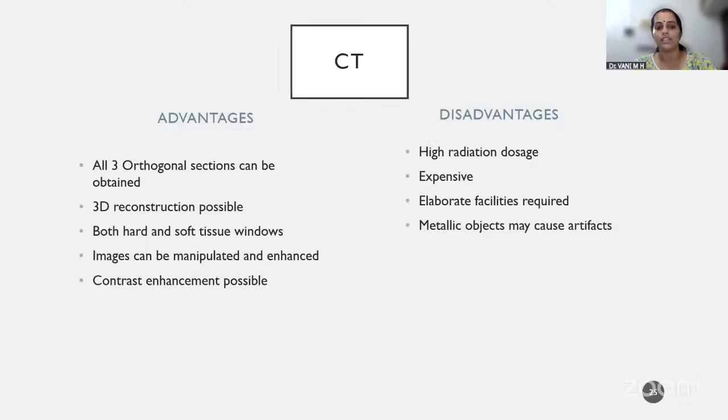Then advantages, as I told you, all 3 orthogonal sections can be received. 3D reconstruction is possible. Hard and soft tissue windows are available. You can manipulate and enhance the images, and contrast enhancement is possible. Whereas disadvantages, you all know: very high radiation, very expensive, elaborate facilities are needed to set up a CT machine, and metallic objects can cause artifacts.